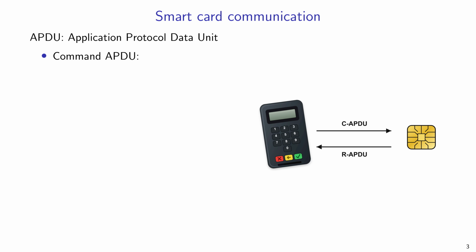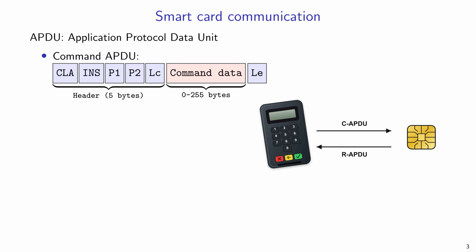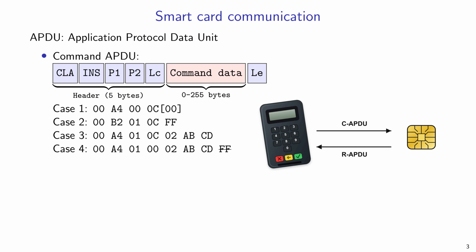So what does a command APDU look like? A command APDU has the following structure. Essentially, there is a mandatory 5-byte header plus optional data up to 255 bytes. The class byte is usually 0. The instruction byte indicates the type of command we are sending, and P1 and P2 are parameter bytes specific to that instruction. Then LC or length contained specifies how many bytes of command data will follow, and then follows the data itself. LE or length expected is used to specify how many bytes the terminal expects to receive back from the card. We can distinguish between 4 APDU cases.